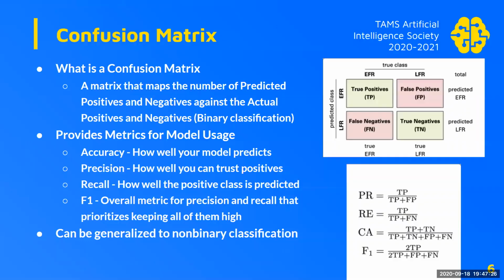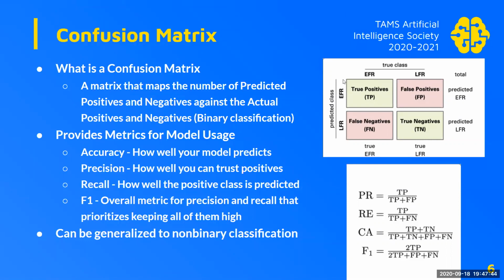But basically what a confusion matrix is, it's a way to measure the performance of a classification model. And so, a matrix that maps a number of predicted positives and negatives against the actual positives and negatives. So let's look at this graph here.